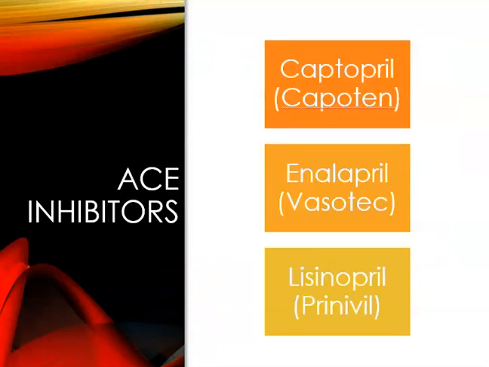ACE inhibitors. So this is going to prevent vasoconstriction and sodium and water retention. These medications can be used for other disorders other than hypertension. A lot of times you'll see diabetics that have a normal blood pressure. They'll put them on an ACE inhibitor to help protect the kidneys.